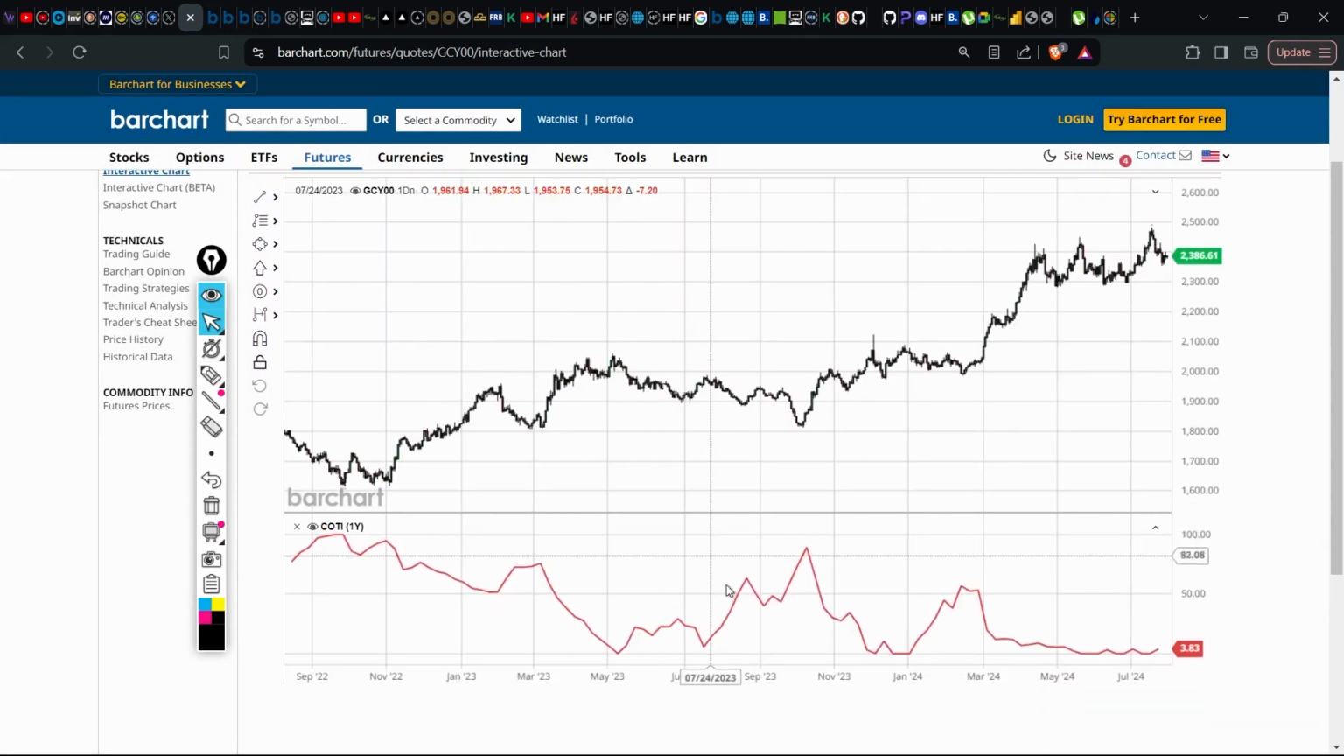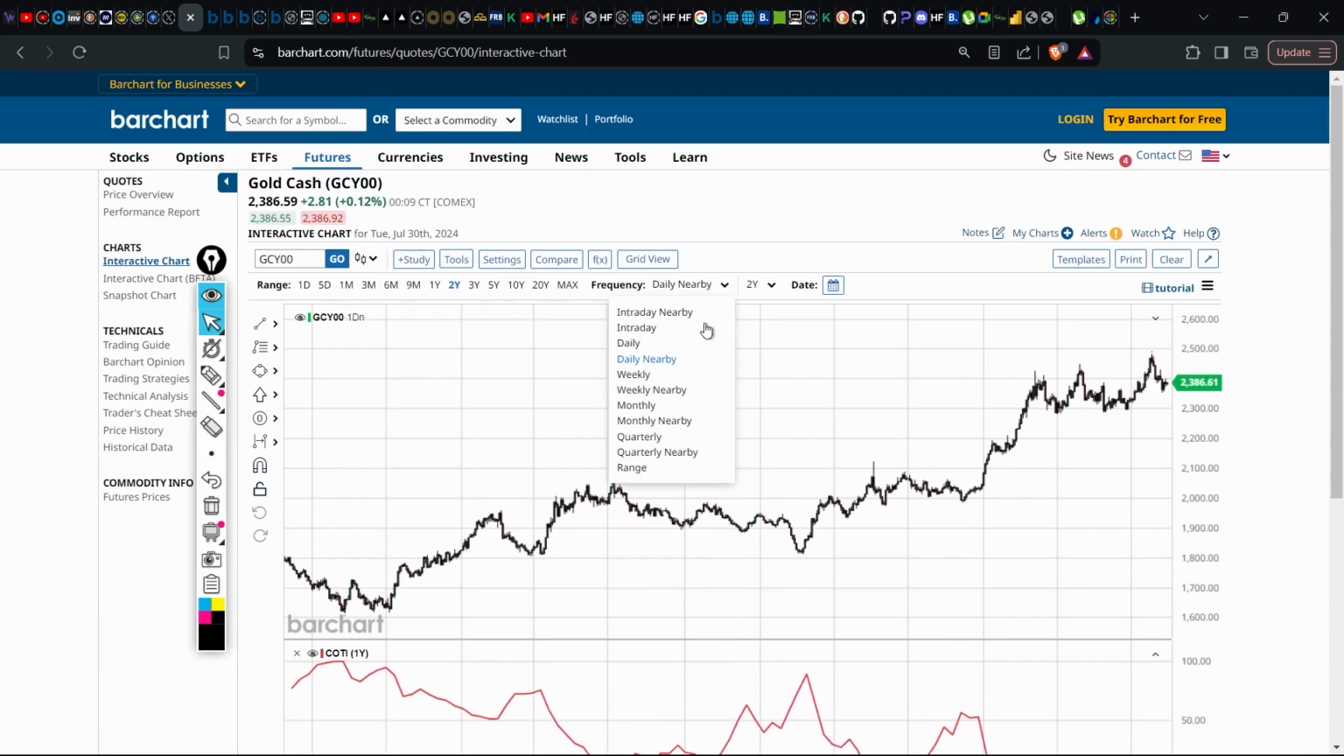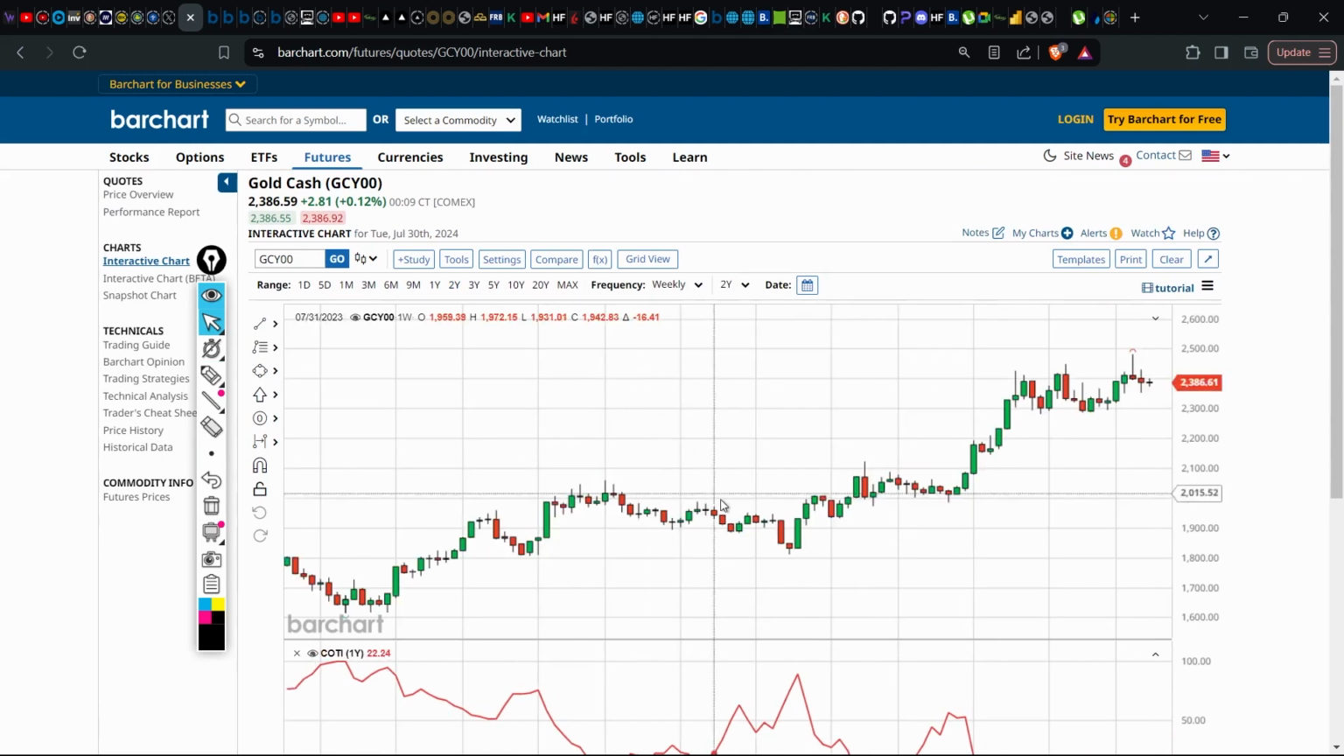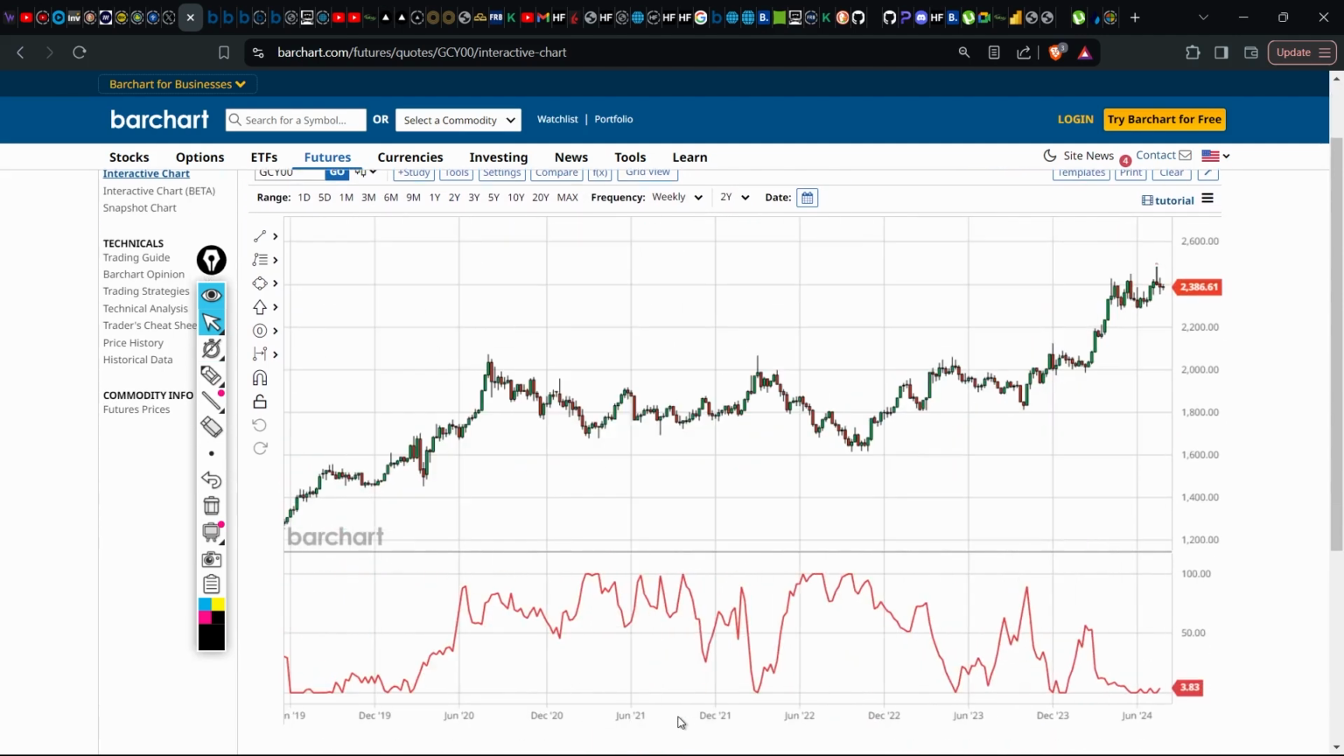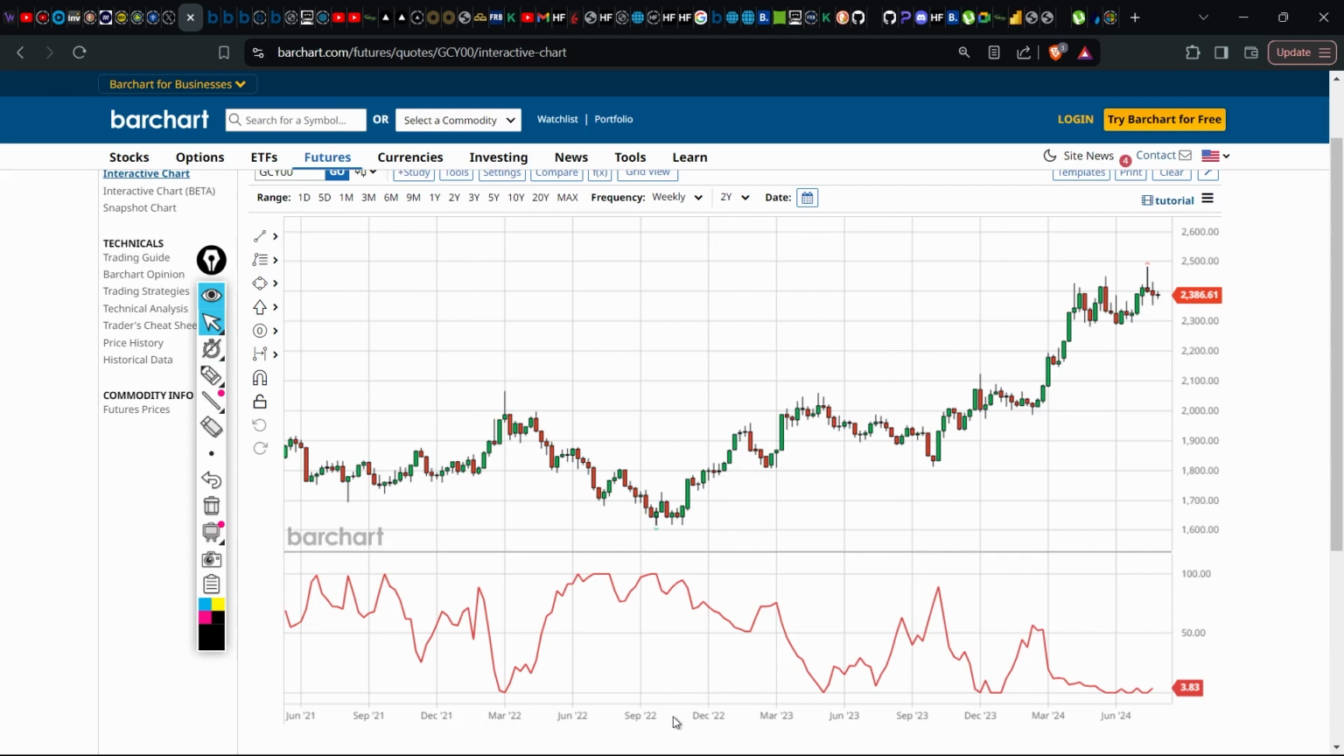Yeah, this is for the past 2 years. Okay, let's... wait, daily nearby. No, let's put it weekly. The weekly candles, these are the ones I'm interested in. And then now we can look at price from this window. Okay, this from 2021 to current 2024.